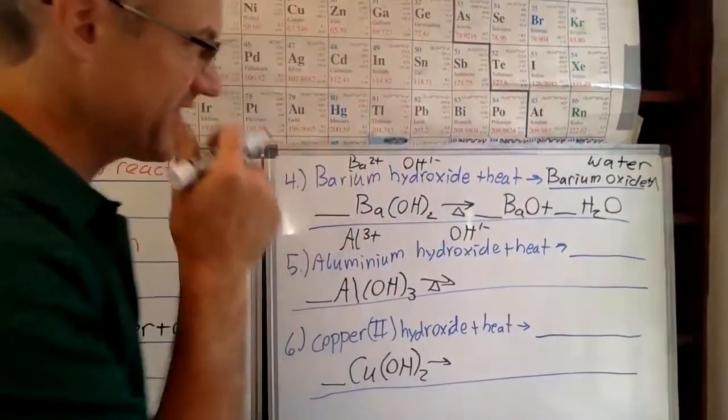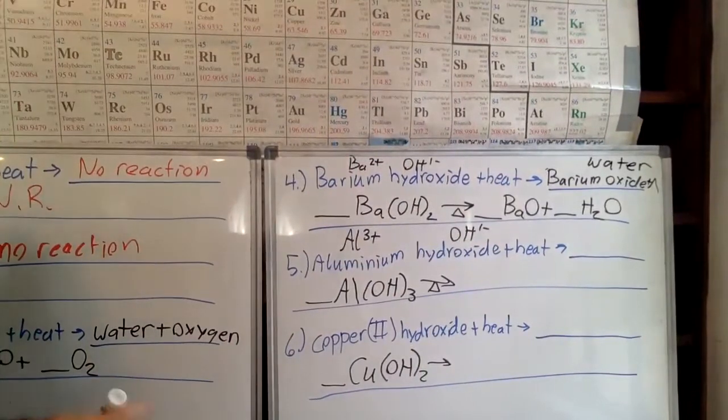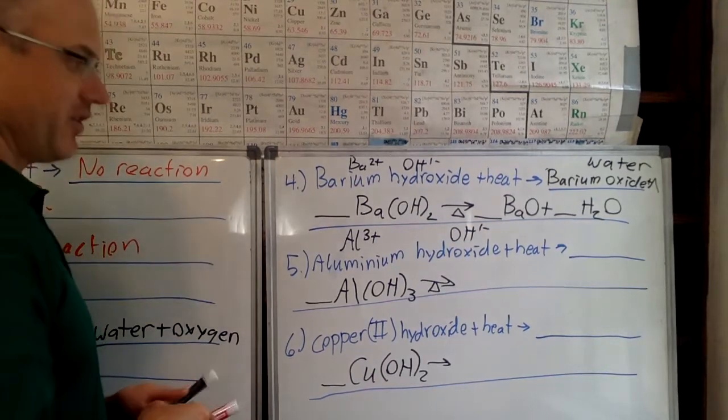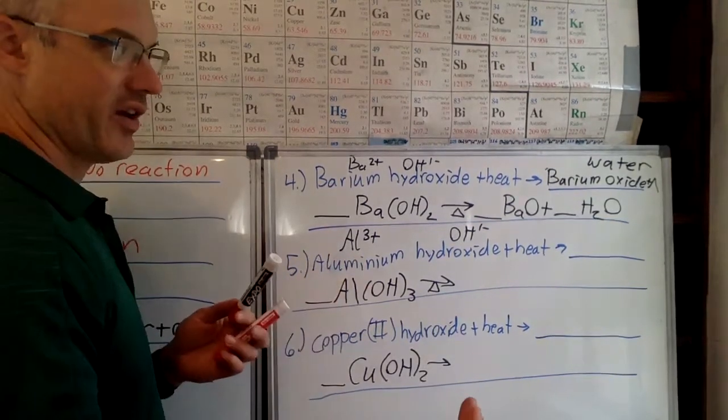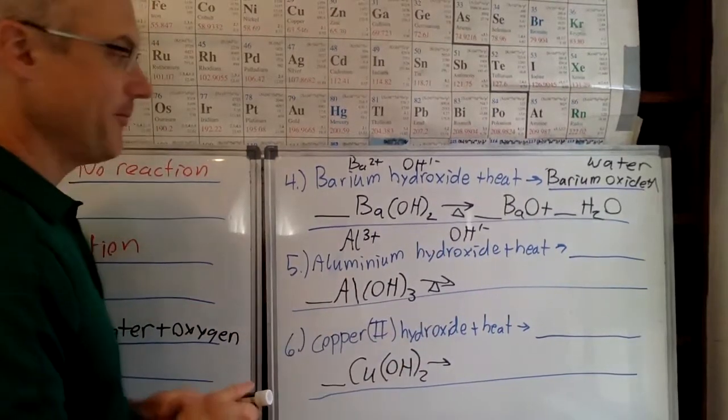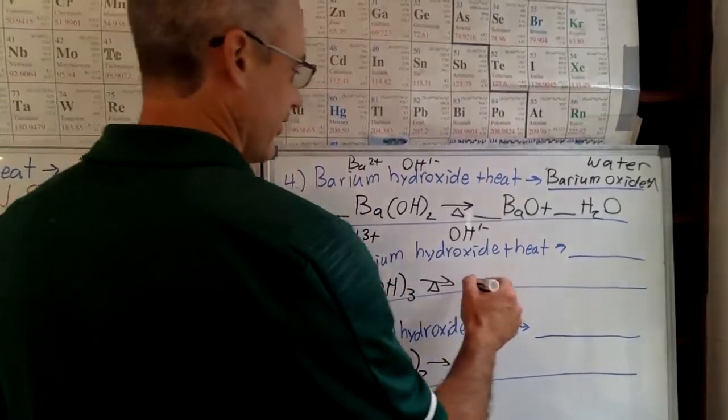Okay, so barium oxide and water for our products. That's what metal hydroxides do. They always make a metal oxide and water. So our aluminum is going to be aluminum oxide plus water. Our copper is going to be copper oxide and water. All right, so let's look at how those formulas look.